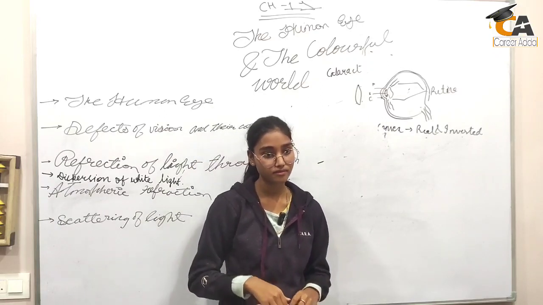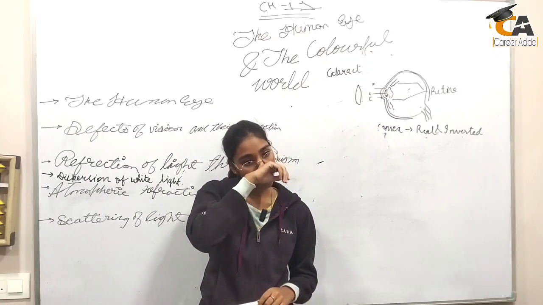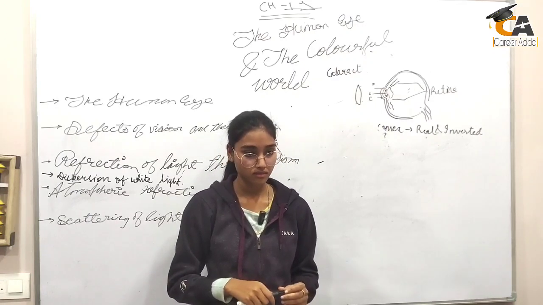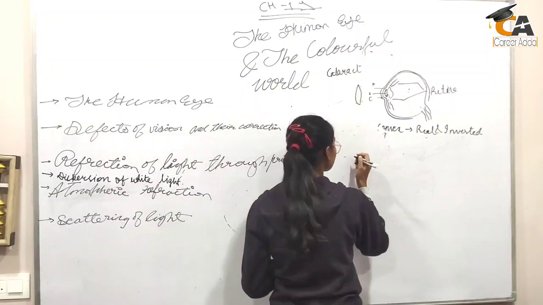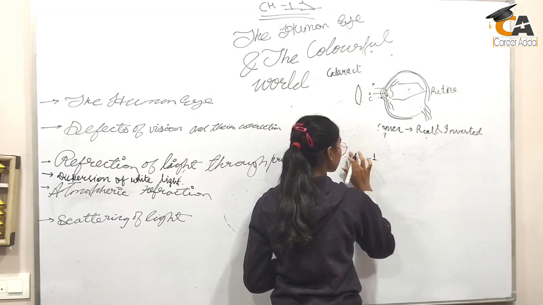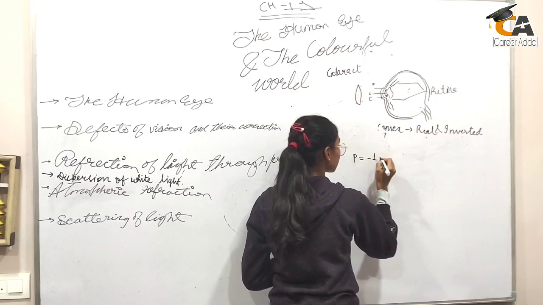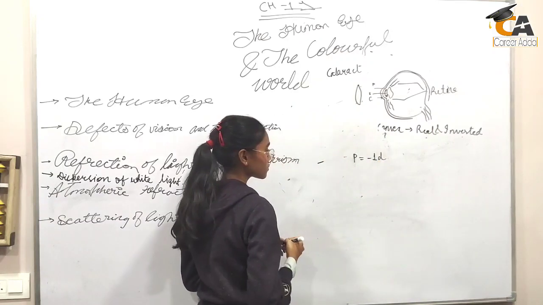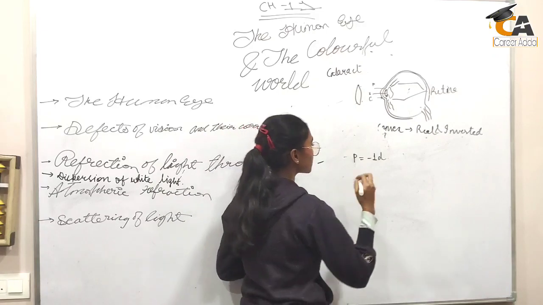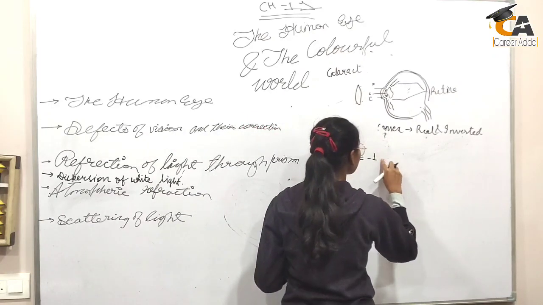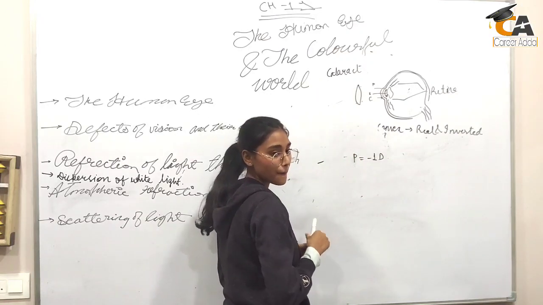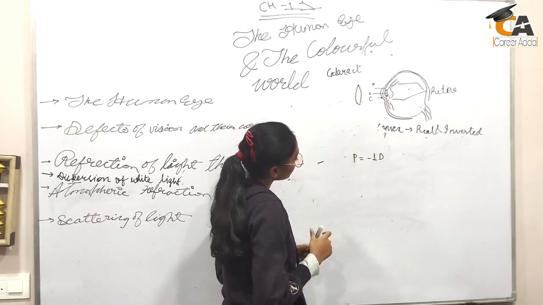Yes, sir. A person suffering from an eye defect uses a lens of power -1 diopter. Note it down. Name the defect he is suffering from and the nature of the lens used. The diopter symbol is capital D. You have to tell the defect name and which lens is used to overcome it.